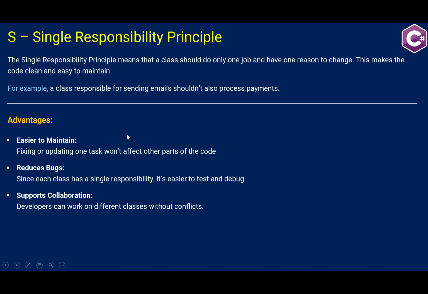The main advantage of single responsibility is that we can easily maintain the code. Fixing or updating one task won't affect the other parts of the code. So we can maintain it easily, and we can reduce the bugs as well while following this single responsibility principle. Since each class has a single responsibility, it's easier to test and debug.